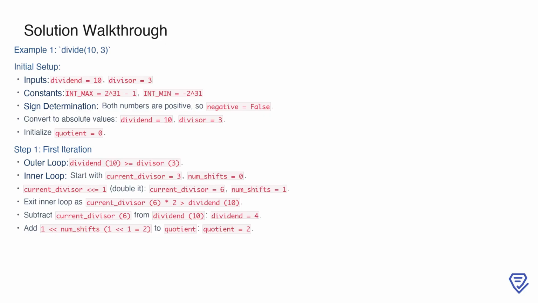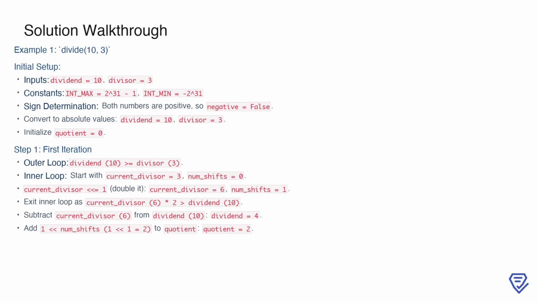Here, we start with the problem of dividing 10 by 3. First, we set up the inputs. The dividend is 10 and the divisor is 3. We define constants for the 32-bit integer range, where int_max is 2 to the power of 31 minus 1 and int_min is minus 2 to the power of 31.